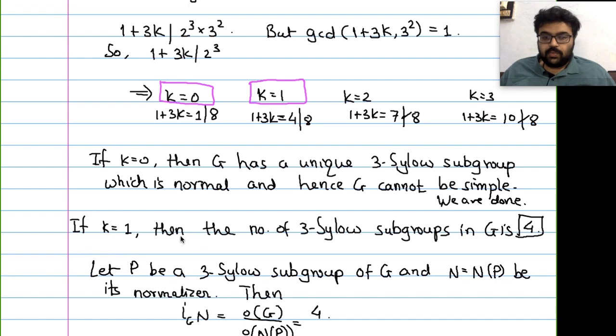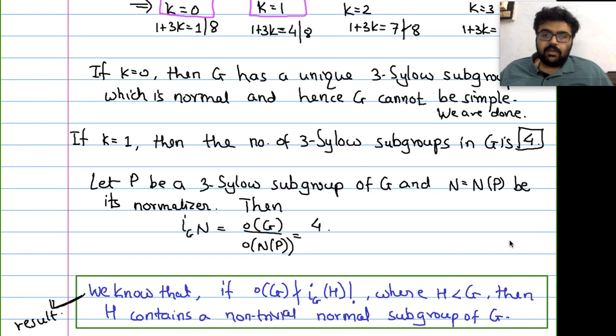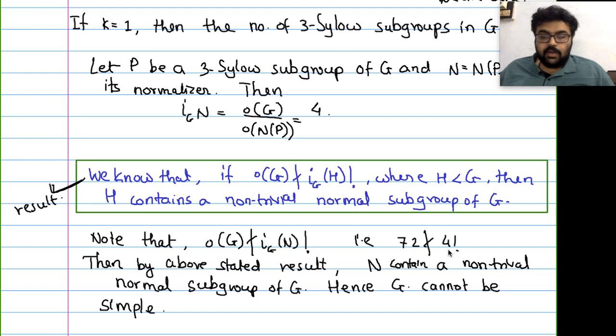But if the number of 3-Sylow subgroups is 4, then we have to do some more work. Let P be a 3-Sylow subgroup and N be the normalizer of P. What is the index of N? The order of G upon the order of N_G(P), which is 4. We know that the number of P-Sylow subgroups is the order of G upon the order of N_G(P), and here the number is 4. So the index of N is 4, and the order of G does not divide 4 factorial, which is 24. 72 does not divide 24. That means by this result, N has a non-trivial normal subgroup of G. We don't know what that group is, but N has some non-trivial normal subgroup of G. That means G has a non-trivial proper normal subgroup, and therefore G cannot be simple in this case.